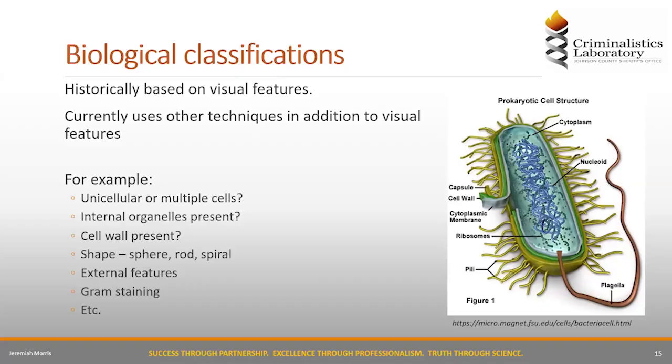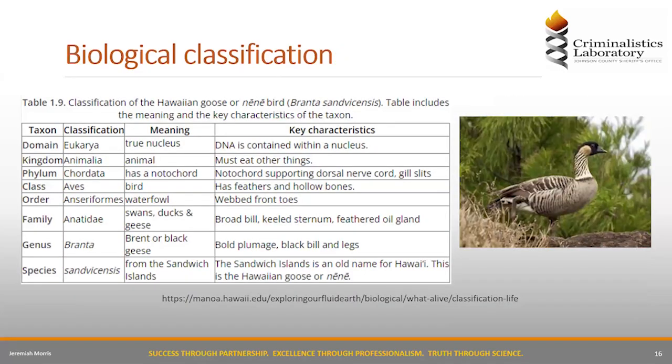We can deal with gram staining. That is another technique outside of visual features that we can use. But this is a very typical process when it comes to classification of organisms. So we'll give an example here, and this here is a picture of the Hawaiian goose.